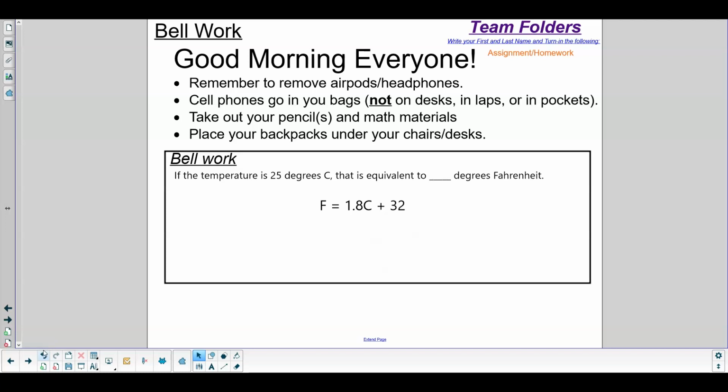Since you guys were in class today, you have a bell work that you can work on real quick. Add that to your bell worksheet. Take a moment, see if you can come up with an answer.